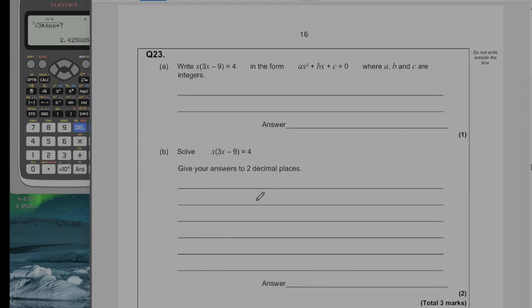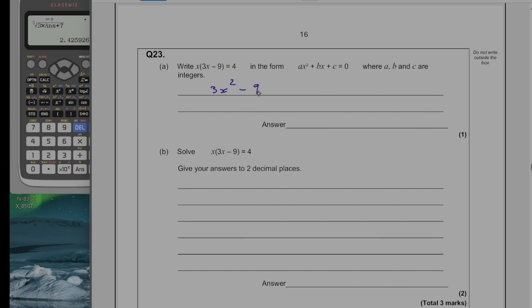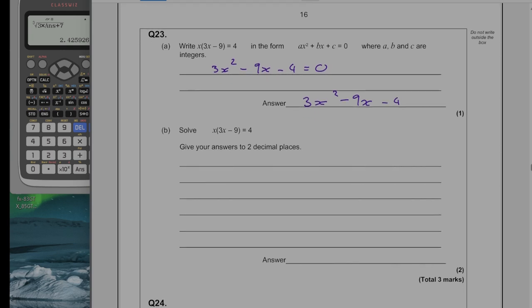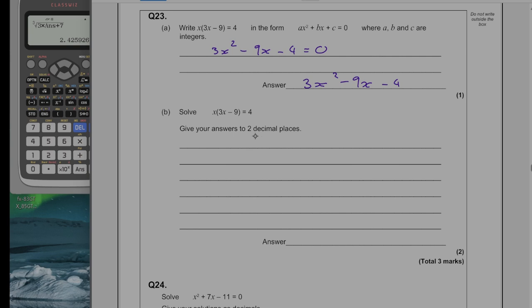Right, question 23. Write x times by 3x minus 9 is equal to 4 in the form ax squared plus bx plus c equals 0, where a, b, and c are integers. Okay, so that will give us 3x squared minus 9x minus 4 is equal to 0. So I've expanded the bracket and taken the 4 over to the other side. Right, solve and give your answer to 2 decimal places.